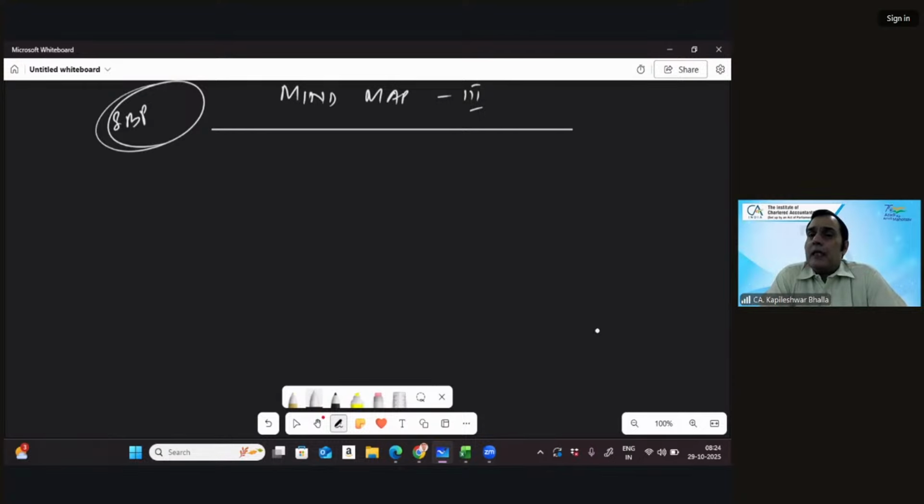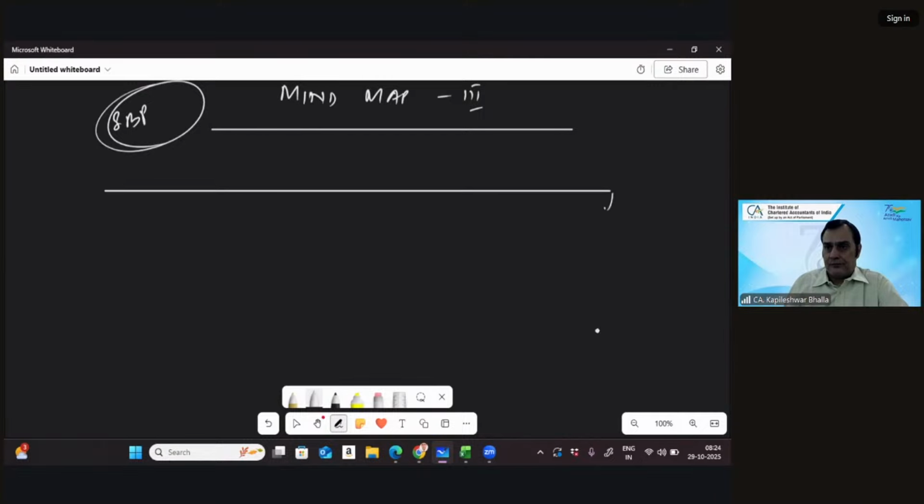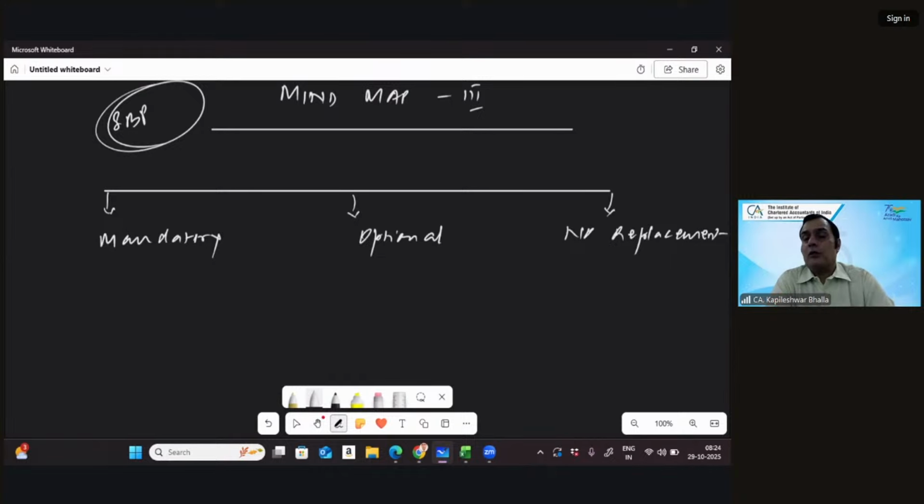But you would recall, from the detailed lectures as well, that when it comes to the accounting for SBP, there are basically 3 permutations and combinations. One is a case of mandatory replacement. One is a case of optional replacement. And the other one is a case where there is no replacement. So we need to consider 3 permutations and combinations: mandatory, optional replacement, and no replacement.